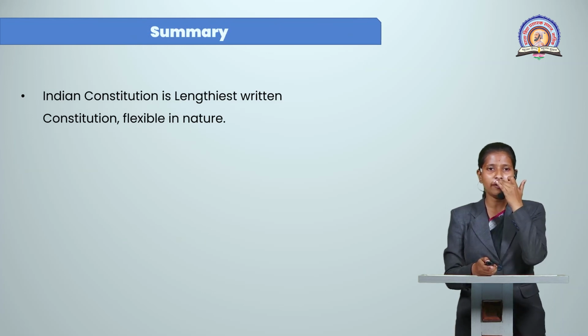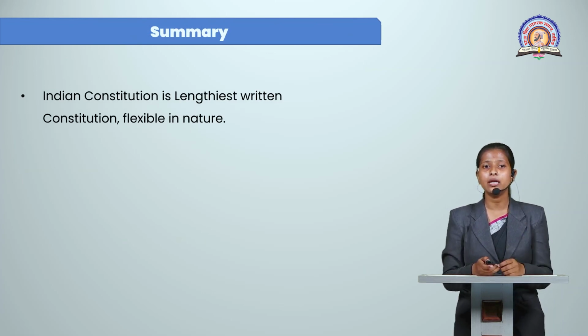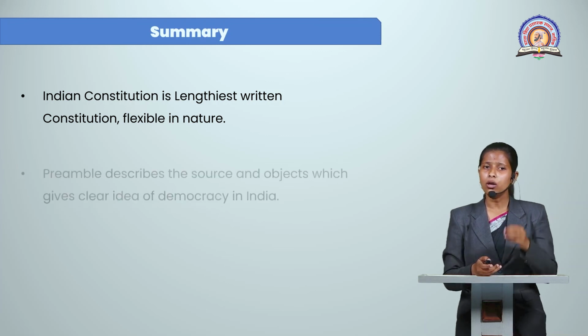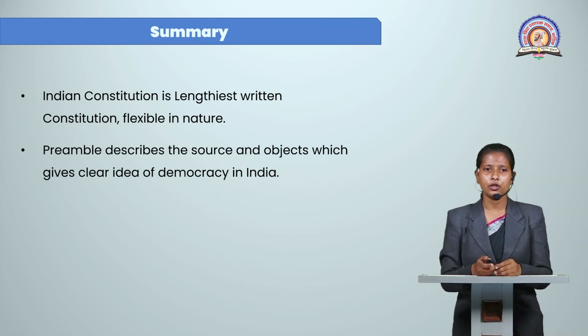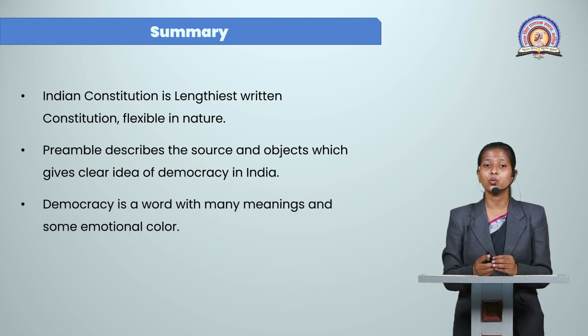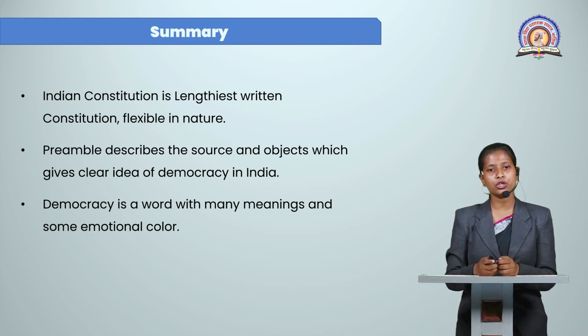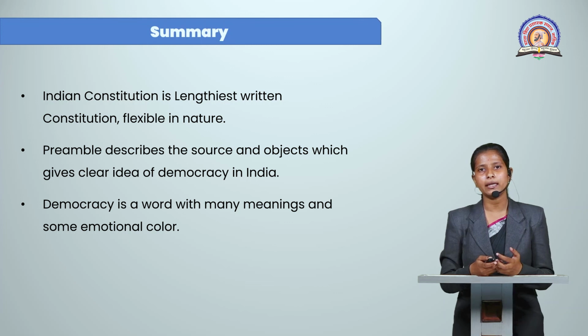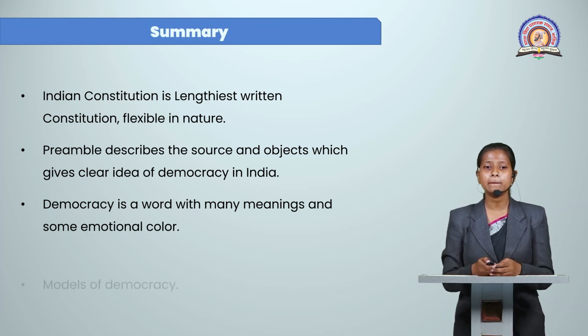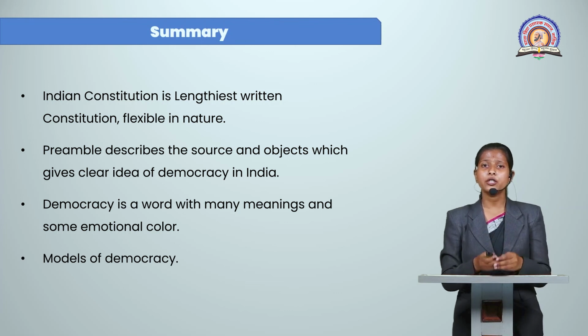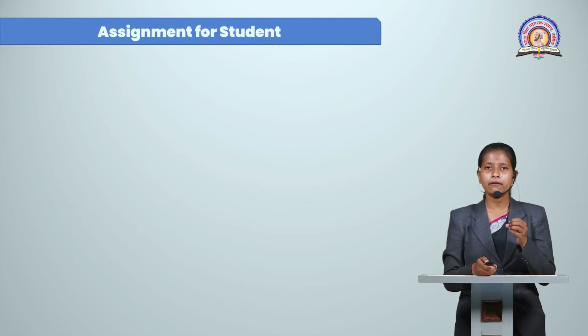So, what we have learned is that the Indian Constitution is the lengthiest written constitution and flexible in nature. Flexible in nature means it is rigid and flexible. An amendment can take place in our Indian Constitution through a very simple process. That's why the Indian Constitution is flexible in nature. After that, the preamble describes the source and objective, which give a clear idea of democracy in India. Democracy is a word with many meanings and some emotional color, a definition given by W.F. Willoughby. After that, the models of democracy, social, economic, and political, are given in the preamble.